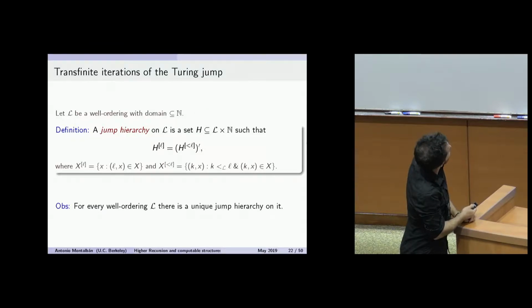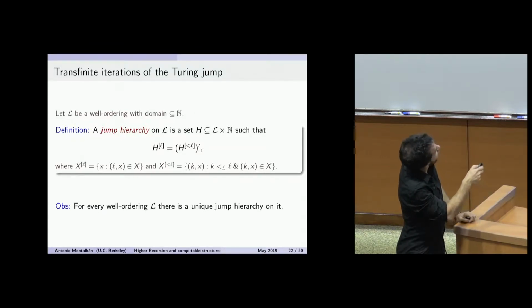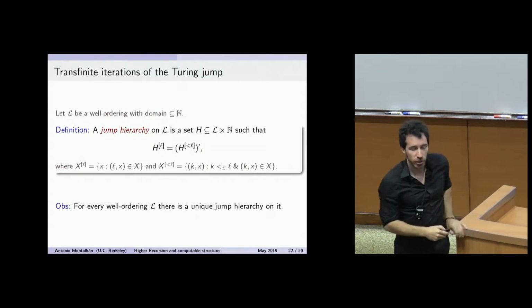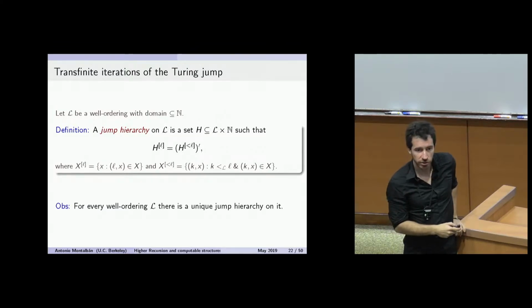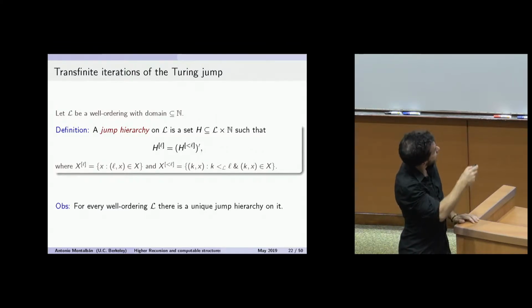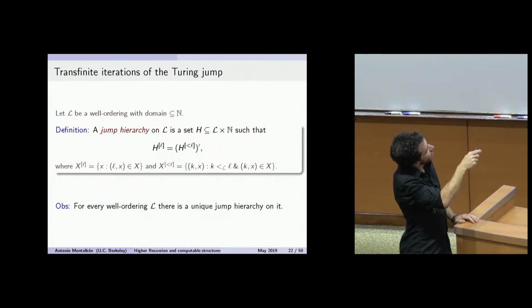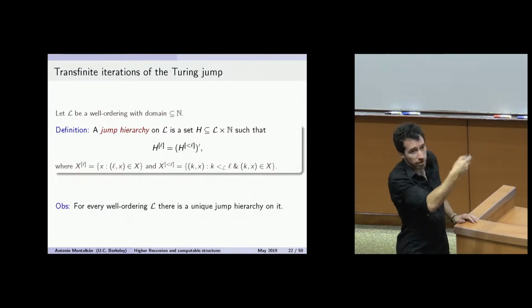One thing we're going to use today, for instance, is the property, if you're given H, of telling whether it's a jump hierarchy or not. It's very simple. It's essentially a Pi_2 statement. You have to say for every L and for every n element here, it belongs to it if and only if some computation with this oracle converges or not.